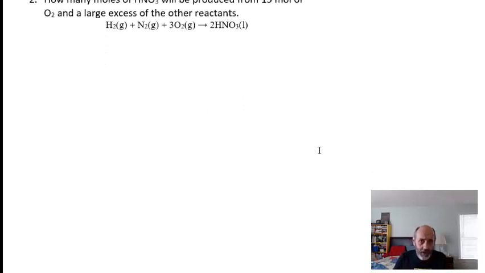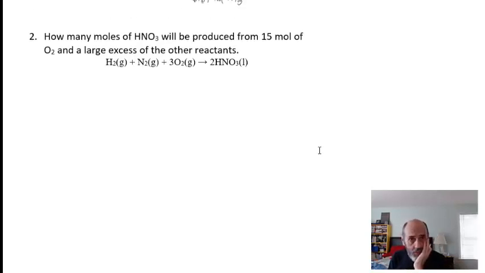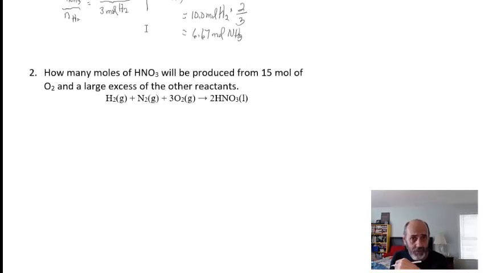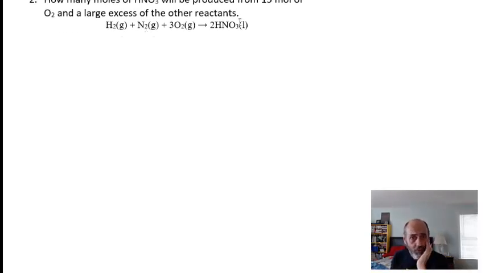So here we're making HNO3, that's nitric acid if you're interested. We're told we have oxygen present and a large excess of the hydrogen and nitrogen. So we have 15 moles of oxygen. Same exact strategy. Let's say N of HNO3 is the number of moles of that, and we're going to divide that by the number of moles of O2.